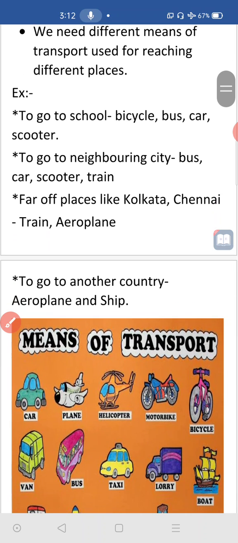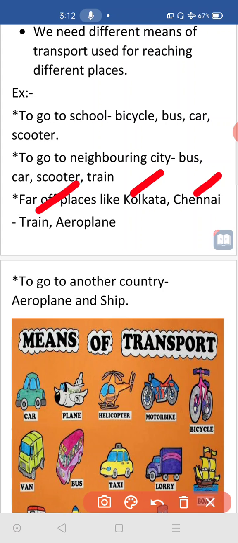Then far off places like Kolkata and Chennai. From Nagaribomanahalli to Kolkata, there is a lot of distance. From Nagaribomanahalli to Chennai, there is a lot of distance. We cannot go by walk, we cannot go by car or cycle. That is why we need other vehicles. For example, we use train and aeroplane to go to Kolkata or Chennai.